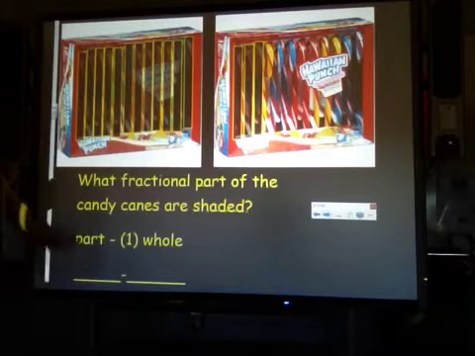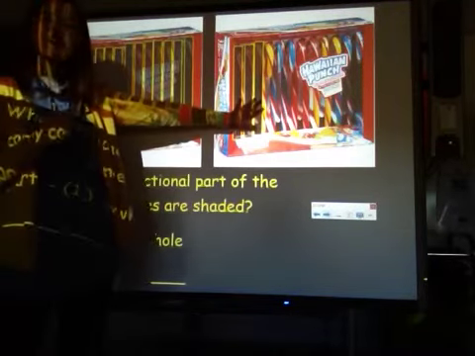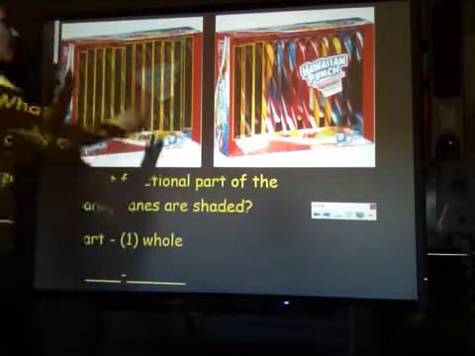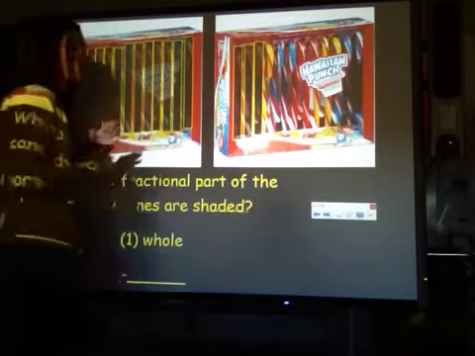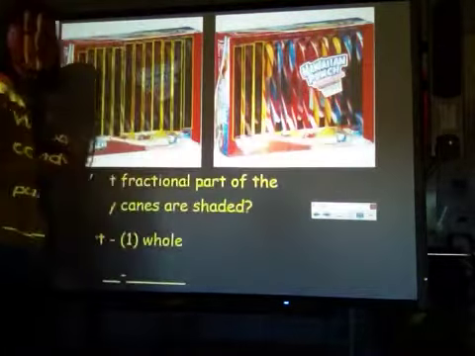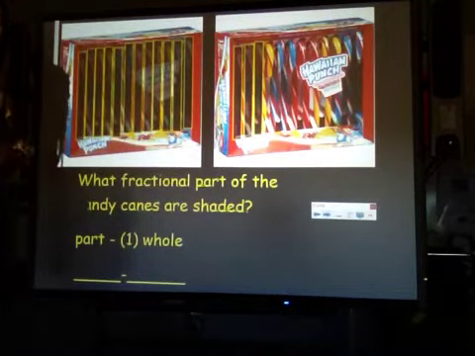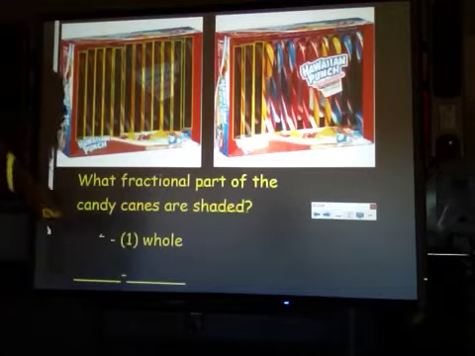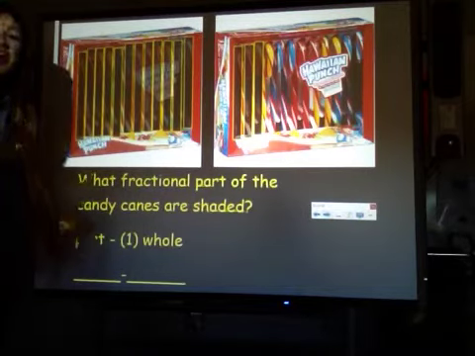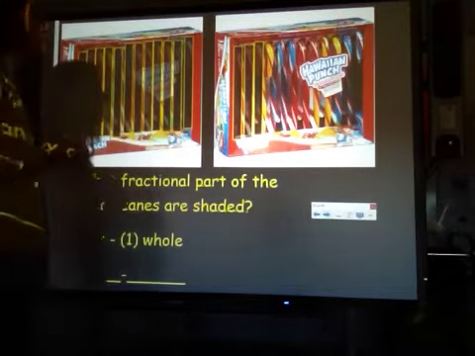So go ahead and push pause and count the parts that are shaded, the best you can if you can see it, out of how many candy canes are in one whole box. So push pause and do that. Okay, I'm going to go on. Hopefully you have your answer for number 3, and you can change it along with me. We're checking it over together.